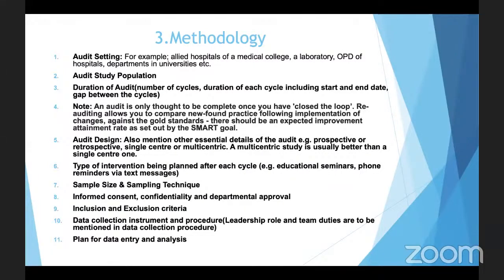Otherwise, it won't be as effective. Audit design: अब कुछ audits जो होते हैं वो prospective होते हैं, यानी कि they go forward in time. Patient आपके पास आया, आपने उसका data collect किया. और कुछ retrospective होते हैं, आपके पास पहले से files होती हैं, और आप उनसे देखते हो. Recommended है prospective, हमने भी prospective ही किया था, so I think you should go for that one.